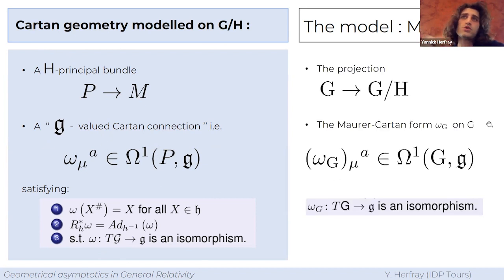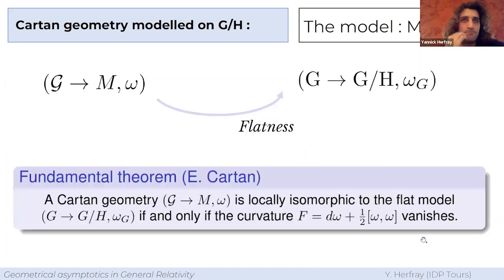The model that you should have in mind is that if you care about G mod H, this principal bundle is given by the obvious projection. G is the total space of the principal bundle. You quotient by H. Its obvious fiber is H. So this is your H principal bundle for the model. The Cartan connection itself is just obtained by taking the Maurer Cartan form. So you take this omega G, which is there, and this is your Cartan connection. And of course, it's an isomorphism. It's just realizing the fact that the tangent space to G is isomorphic to the Lie algebra of G.